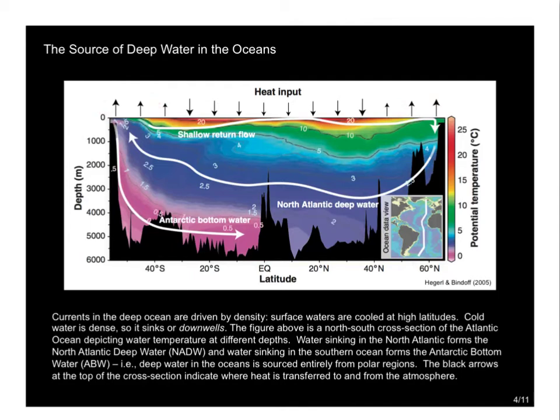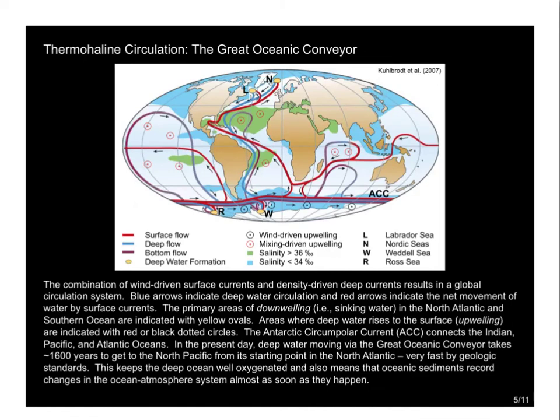Okay, now we have a handle on the processes that drive surface currents, winds, and the processes that drive deep water masses, density. How are these connected? Let's take a look. This map presents what is called the thermohaline circulation of the present-day oceans. This is also sometimes called the Great Oceanic Conveyor. Here's what we're seeing here. The blue arrows follow the path of water through the deep ocean, and the red arrows follow the path of water in the surface ocean.